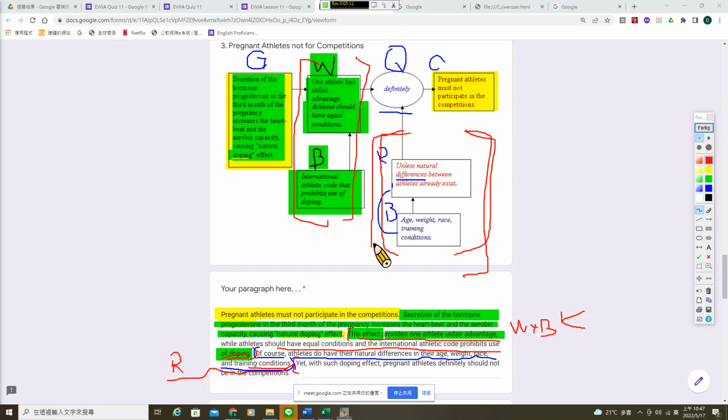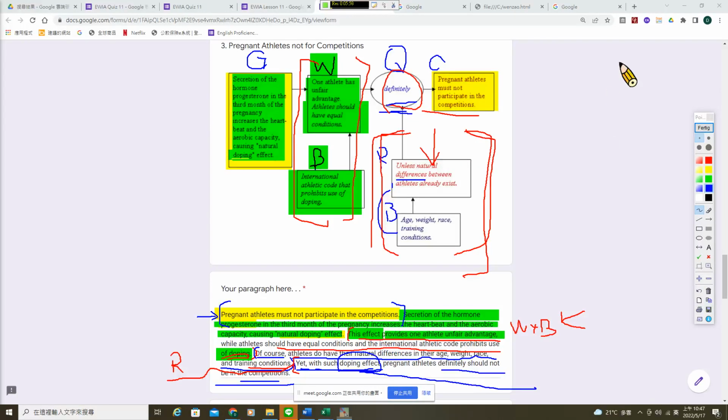So yet, this is the conclusion. We put a qualifier here by including the consideration of the rebuttal. So the last sentence to conclude is, yet with such doping effect, pregnant athletes definitely should not be in the competitions. So look here. This is the topic sentence, right? Starting from here to here. Pregnant athletes must not participate in the competition. And the conclusion, because of the doping effect, pregnant athletes definitely should not be in the competition.